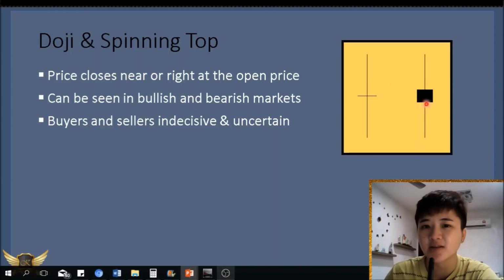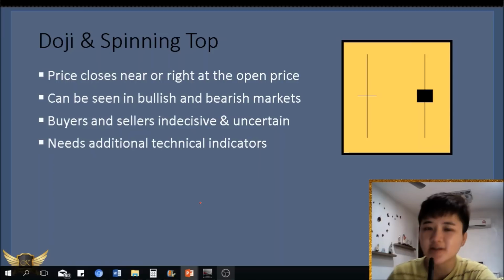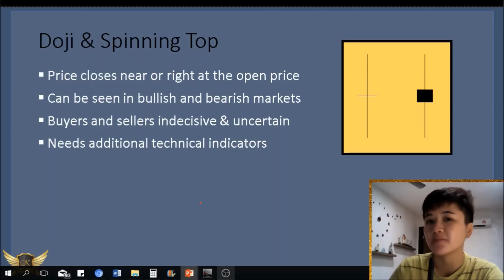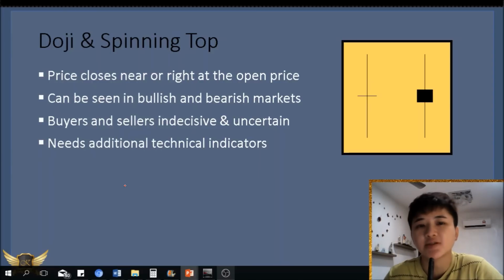Same thing for spinning top. Of course, we need a lot more indicators for you to say that the price would reverse. So in a way, what Doji and spinning top indicate to you is that the market will potentially reverse from here. That's what it means when you see a Doji and spinning top.